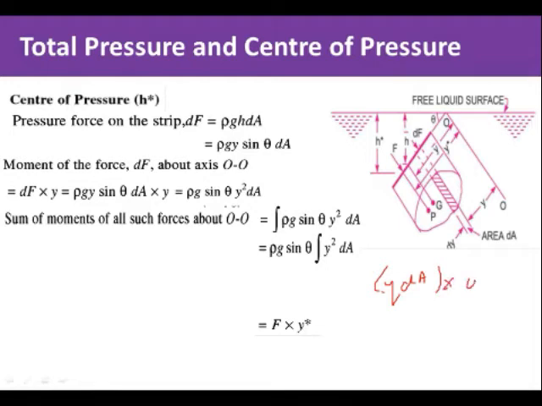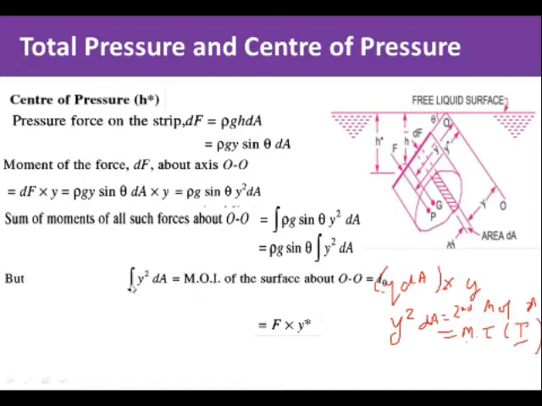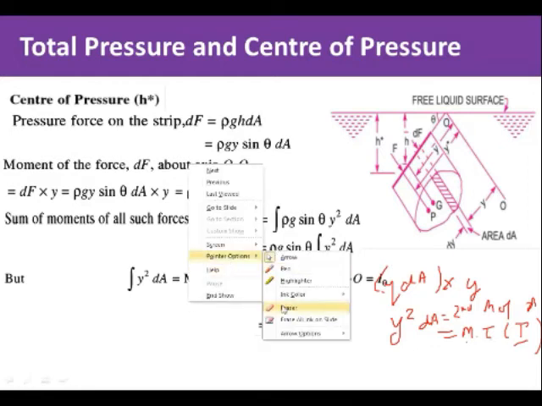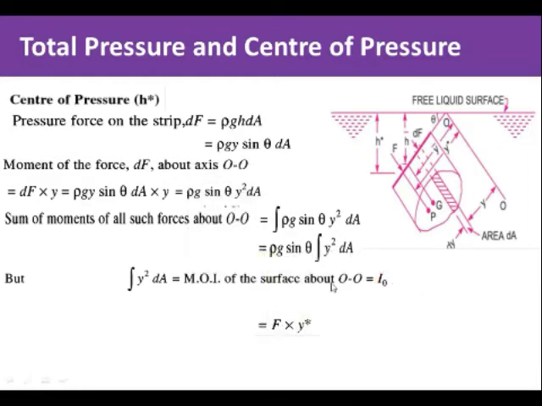Okay, and if you again multiply the distance, it will be y square dA, so that is called the second moment of area. This second moment of area is also called moment of inertia, denoted by MI or simply I. So this integration of y square dA is nothing but the moment of inertia of the surface about axis OO, as you are taking the distance from axis OO, denoted by I suffix O.